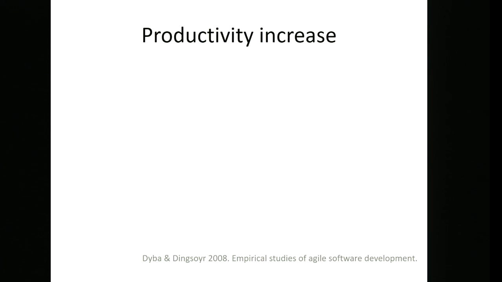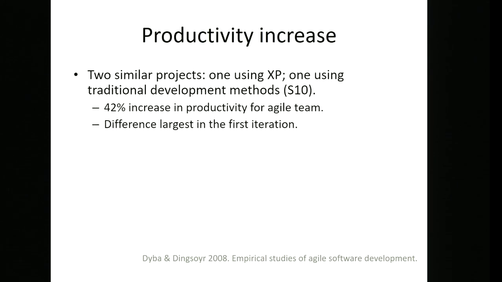Okay, so Agile methods can increase productivity. We've got a study here looking at two similar projects, one using XP, one using traditional development methods, and we find a 42% increase in productivity for the Agile team. Interestingly, the difference was largest in the first iteration. So it's possible there's something going on here called the Hawthorne effect. I don't know whether people have heard of this. Basically, this is where you change something and people respond accordingly, they're very highly motivated, and the change itself is enough to improve something, and after that it falls back to a baseline again.